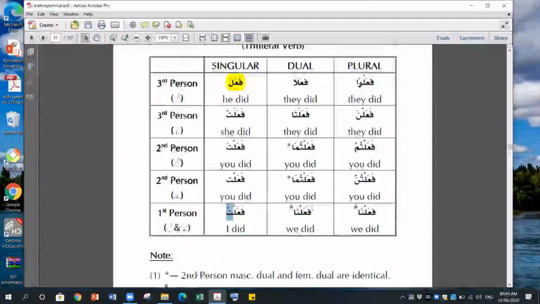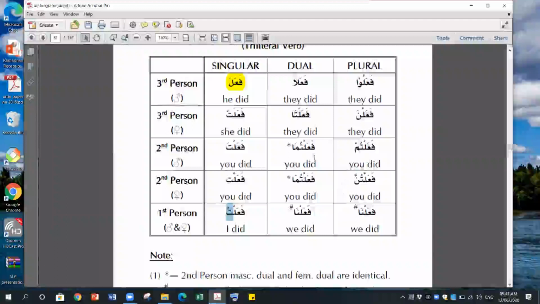Is it interesting? It looks like one word, but all the pronouns are inside: I, we, you, they, he, she, everything is within. And I request you to try to learn this table by heart.